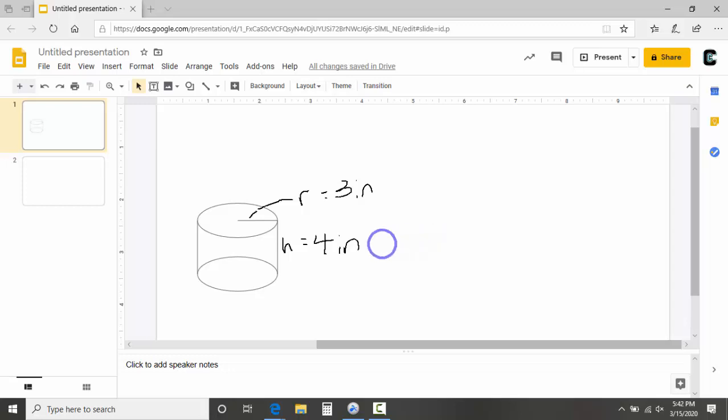The volume of a cylinder depends, first of all, on the base, which we know to be a circle, and the area of a circle is pi r squared. So we're going to start there with pi times r squared. And then we have to multiply that times the height.